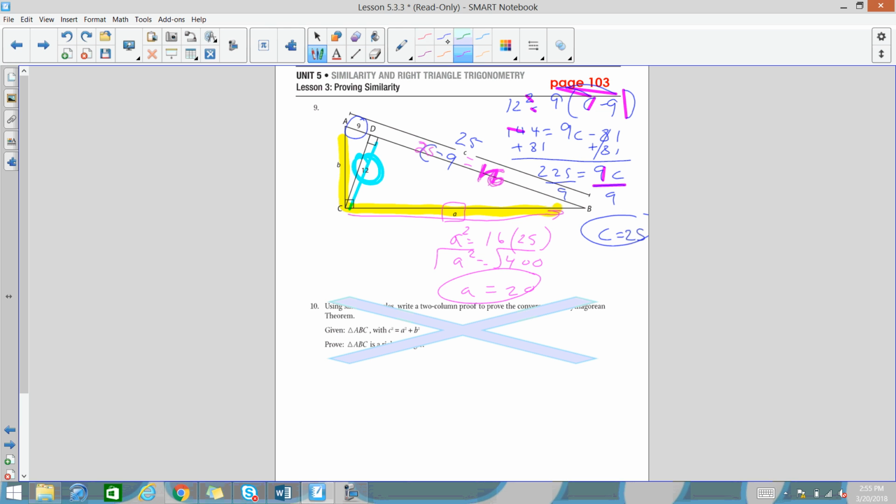So we got A, we got C. So now our last one is B. B is a leg, so B squared is equal to short adjacent, so 9, times the entire hypotenuse, which is 25 again. So again, perfect square 9, perfect square 25, my answer should come out. So B squared equals 9 times 25 is 225, and the square root of 225 is B equals 15. So I got A of 20, B of 15, and C of 25.